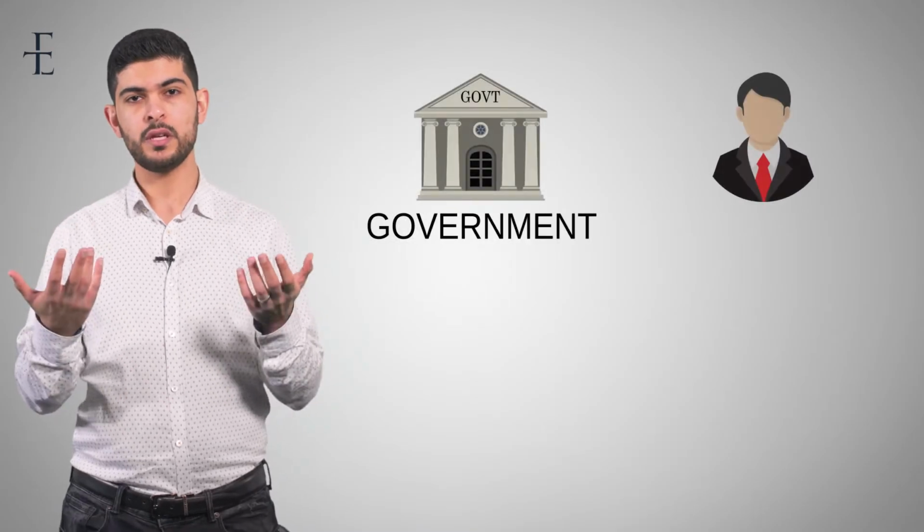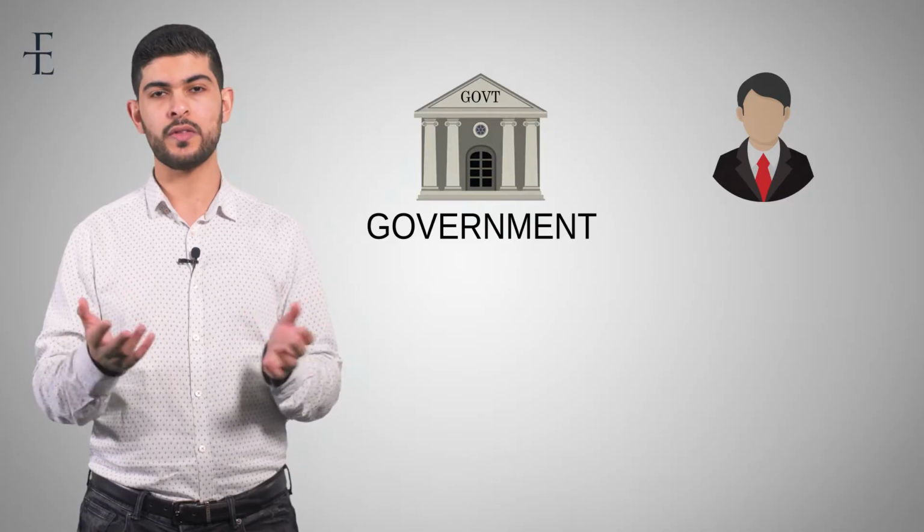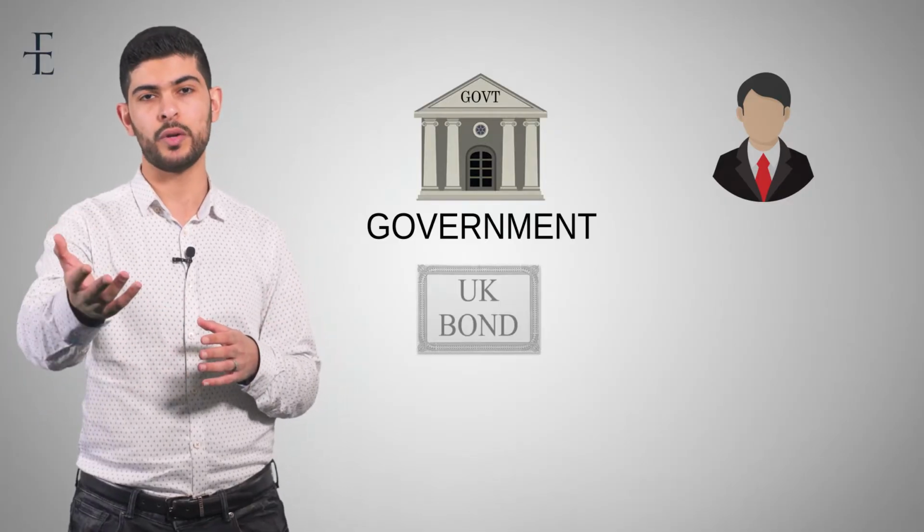Before we describe what quantitative easing is, there are two things that I want to quickly go through with you guys. The first is to understand what a bond is. A bond is simply this. Imagine I'm the UK government. One of the ways in which I can borrow money so that I can invest into all sorts of things is by issuing a government bond.